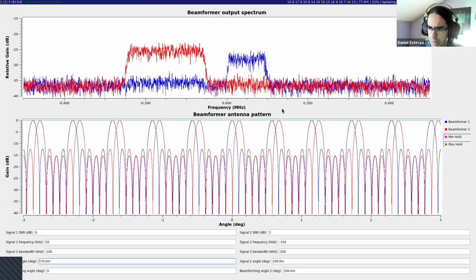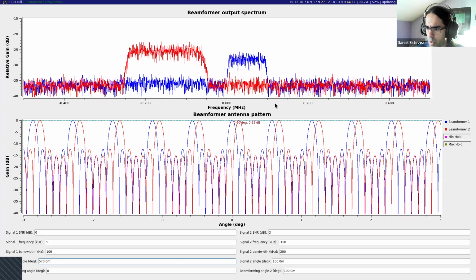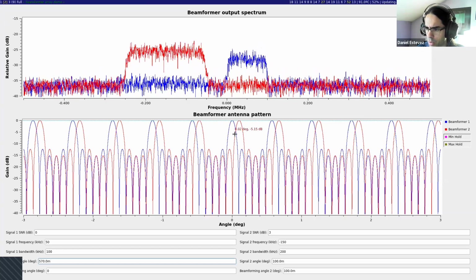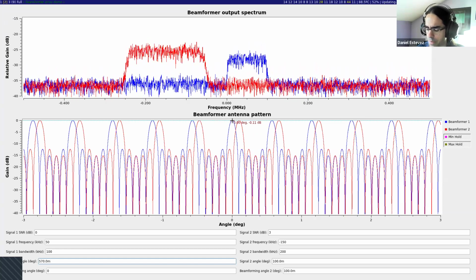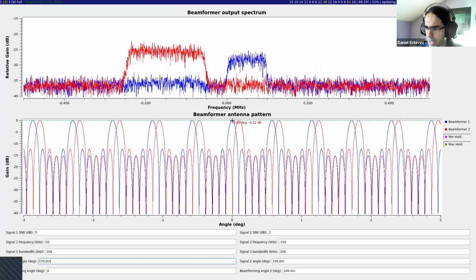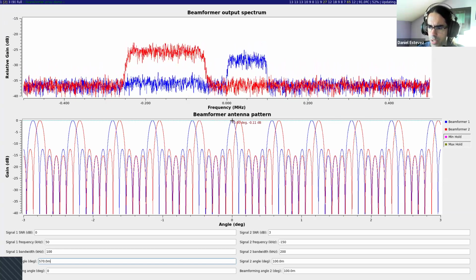Okay, what else? I will give some formulas for how to compute the distance of the grating lobes, how to compute this null, etc., and what is the effect of the number of antennas, of the separation between antennas, etc. But before that, any questions?